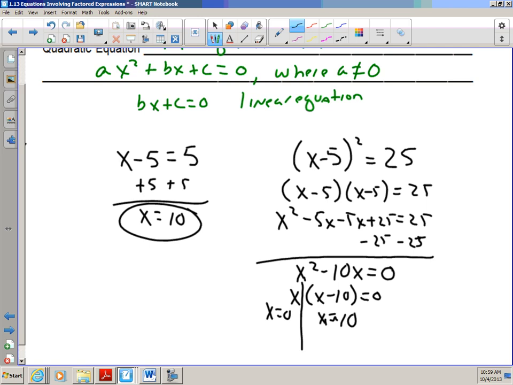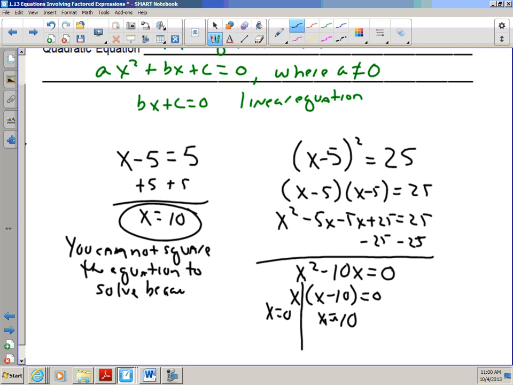Well, I was only expecting one answer, but when I squared it, I got an additional answer. That's a problem. So the point: you cannot square the equation to solve because it adds an answer or solution. Okay?